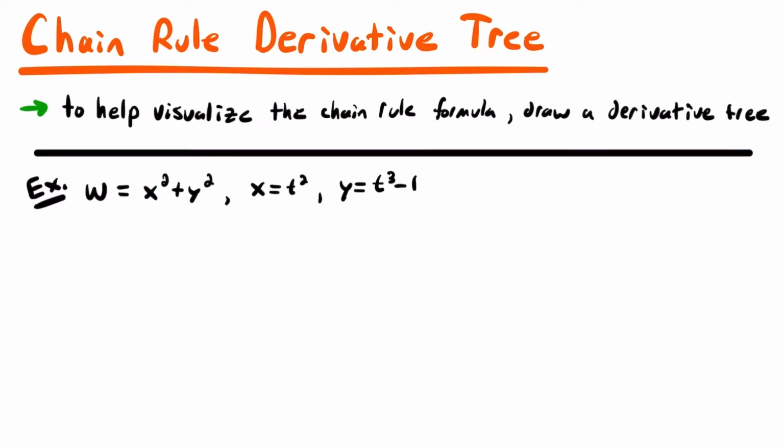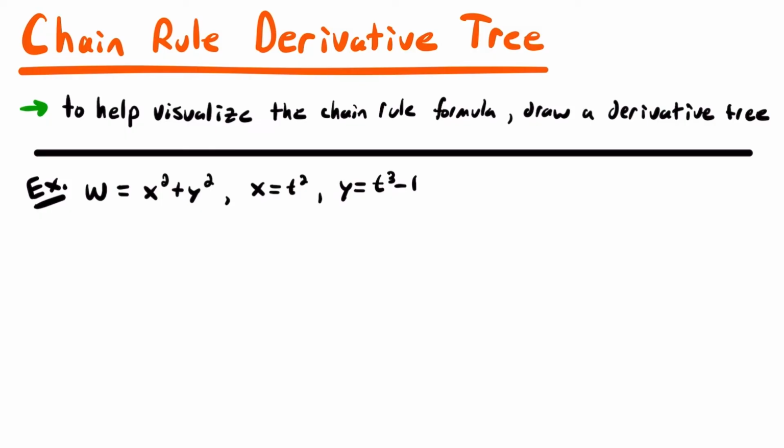Okay, now something that you might find helpful to visualize the chain rule, especially as we change the number of intermediate and independent variables in just a little bit, is to draw a diagram or what is called a derivative tree. And so here's what that looks like. If we continue on with our same example from earlier, what we want to do is organize the different variables in these equations. Remember that we have one dependent variable of w, two intermediate variables of x and y, and one independent variable of t.